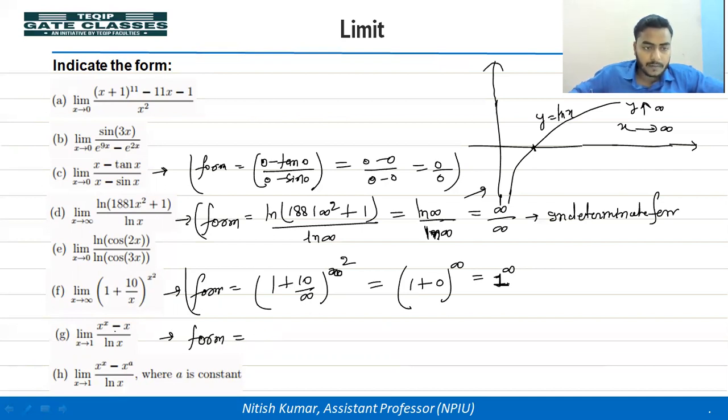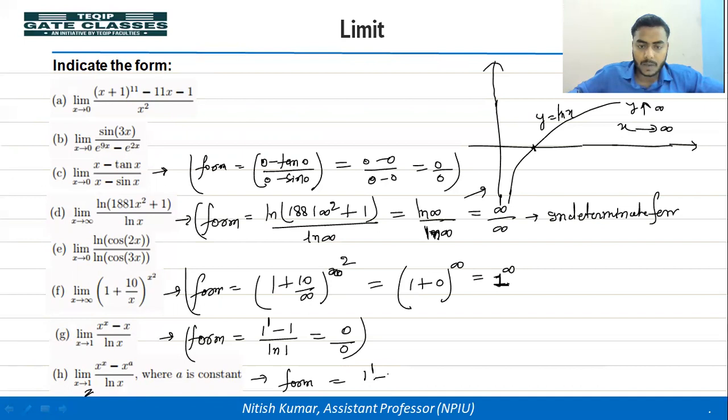x goes to 1. So 1 to the power 1 minus 1 divided by ln 1. ln 1 is 0. So this is 0 by 0 form. Now this one form. Put x is equal to 1 here. So 1 to the power 1 minus 1 to the power a divided by ln 1. So 0 by 0 form.